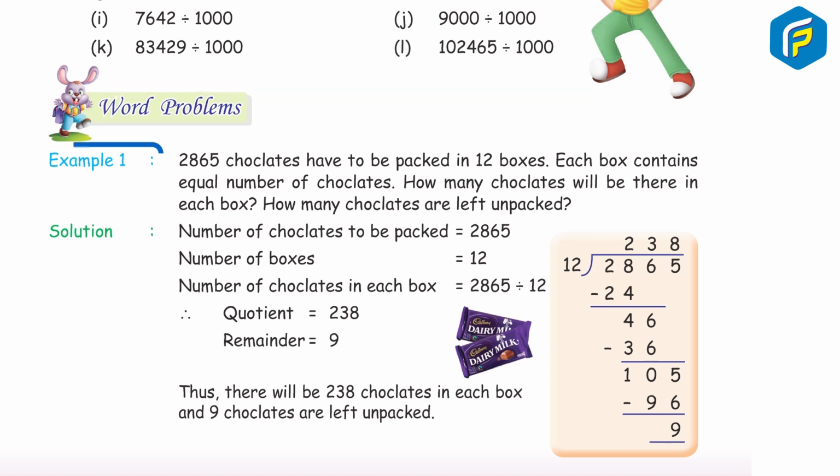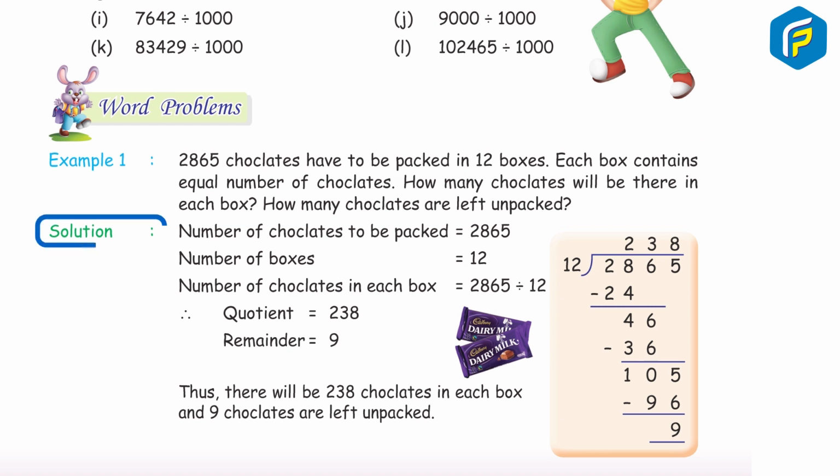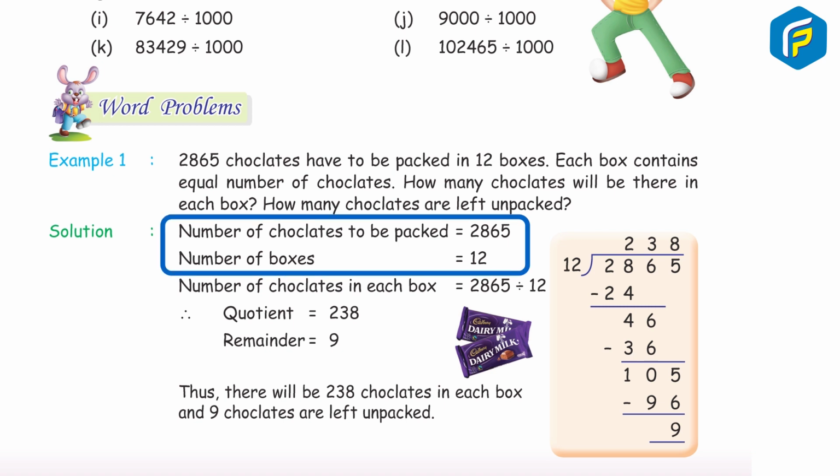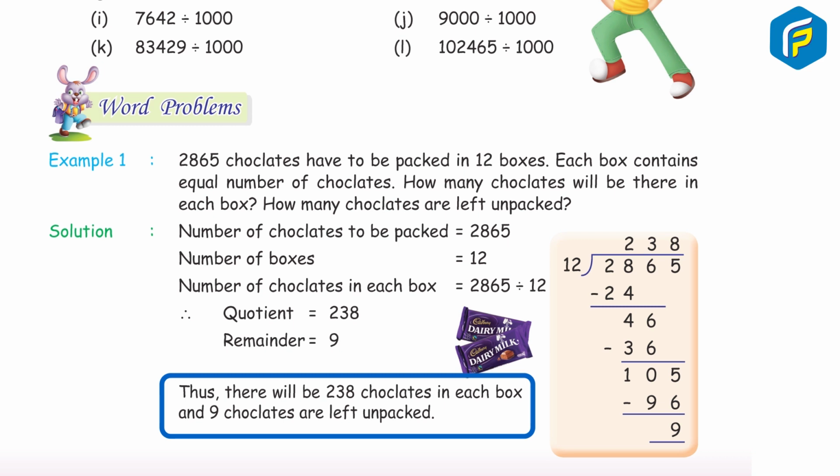Word problem. Example 1. 2865 chocolates have to be packed in 12 boxes. Each box contains an equal number of chocolates. How many chocolates will be there in each box? How many chocolates are left unpacked? Solution. Number of chocolates to be packed: 2865. Number of boxes: 12. Quotient 238, remainder 9. Thus there will be 238 chocolates in each box and 9 chocolates are left unpacked.